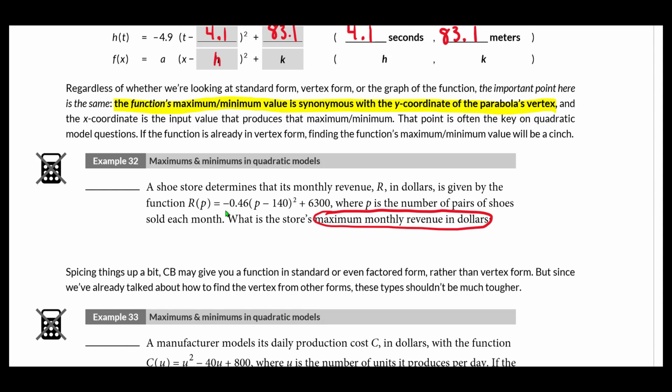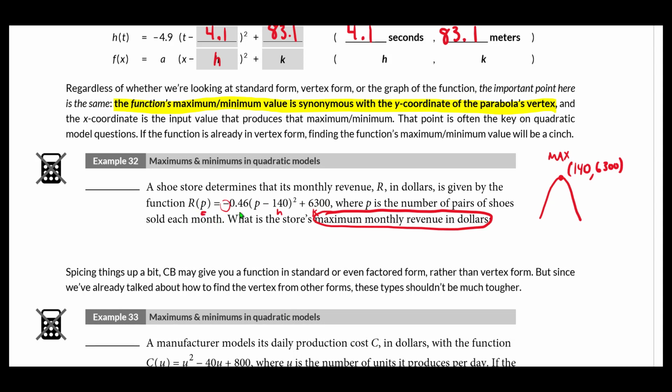Okay, if we take a look at this, we can see that we have a negative a value. So that does mean that our function is going to be frowning and we are going to have a maximum. Our vertex will be a maximum. That vertex does occur at 140, there's our h value, and there's our k value. So 140 comma 6,300.